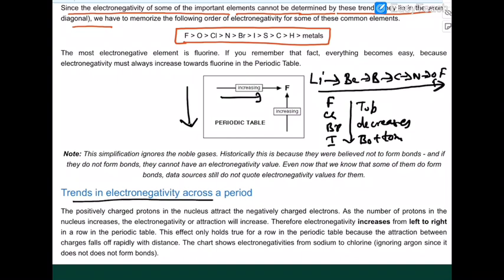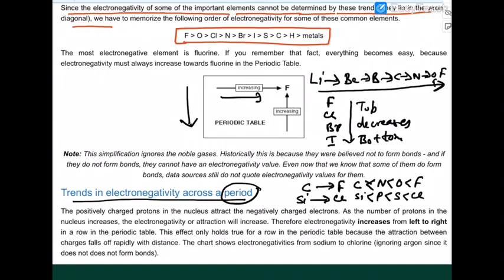Trends in electronegativity across the period. First we look at a given period, not every period. In a given period, from left to right, from carbon to fluorine it increases. Similarly, from silicon to chlorine it again increases. So carbon is less electronegative than nitrogen, less than oxygen, less than fluorine. Similarly, silicon is less electronegative than phosphorus, less than sulfur, less than chlorine. So these trends are to be memorized.